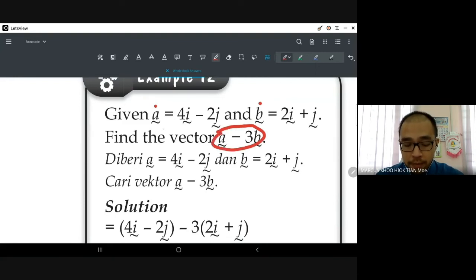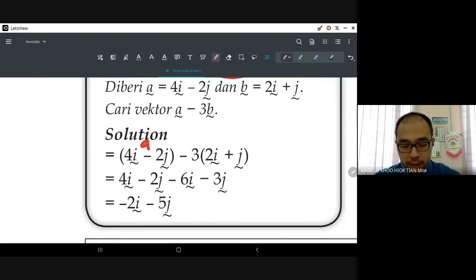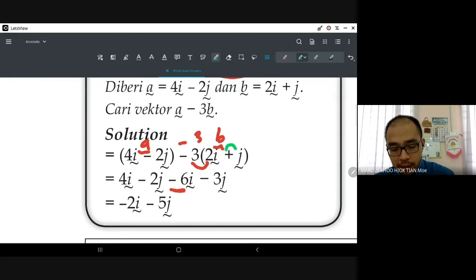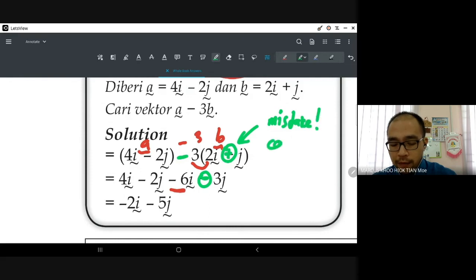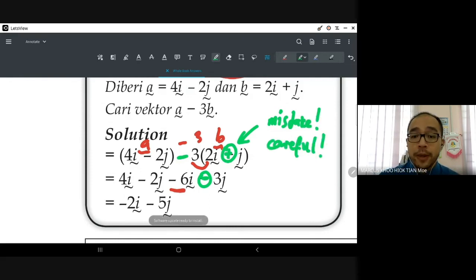Okay, so you take this one, substitute the vector A, substitute the vector B, and you get this one. This is A minus 3B. Okay, and then what do you do? You multiply. So negative 3 times 2 will give you negative 6. Be very careful with this, everybody. Negative times positive will give you negative. Sure a lot of people make mistakes here. Careful, careful. Whenever you multiply a bracket with a negative number, make sure that you change the sign.